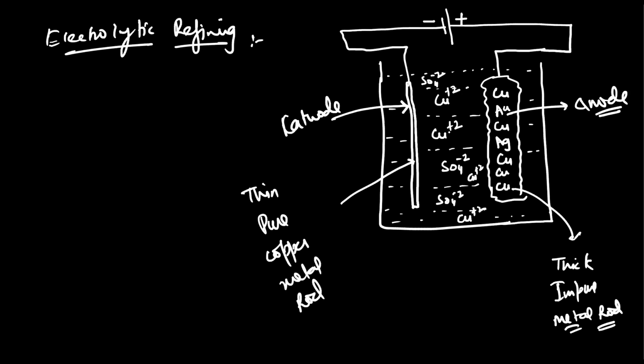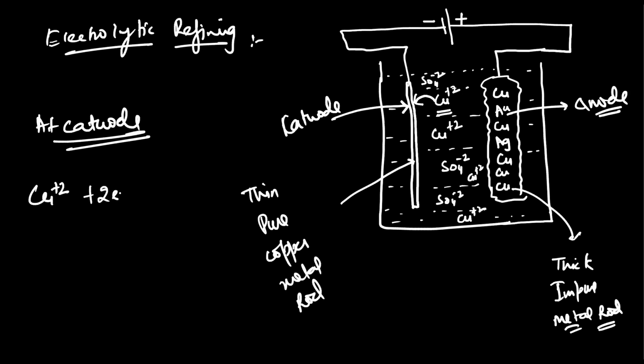Now when you pass current through it, the Cu2+ ions will move towards the cathode. So at the cathode, what is going to happen? Look at this, everybody, please concentrate here. When we pass electricity, the Cu2+ ion from the electrolyte will gain 2 electrons and form solid copper. Solid copper is brown in color and the Cu2+ ion is blue in color. So this brown copper from the copper sulfate solution will start depositing over this rod.